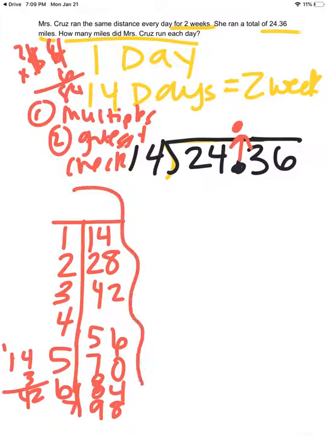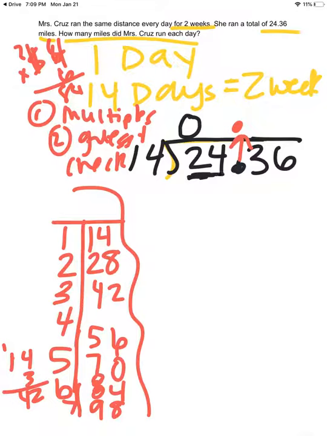So I'm going to change my color. All right. So I started with my tens place. We only have 2 tens. Can I take 2 tens and put them into 14 groups? The answer is no. So I put a 0 in my tens place.